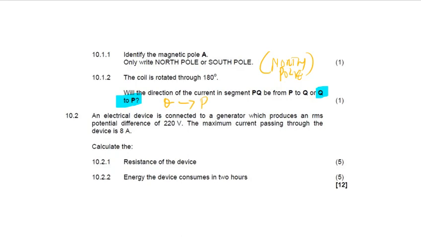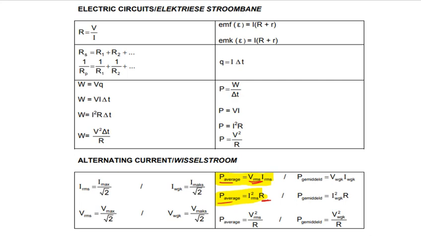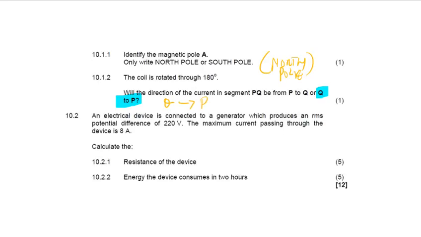And then the next question, 10.2. We are required to calculate the resistance of the device. Before you can calculate the resistance of the device, I need a formula sheet. It's very important. The formula sheet will help us to solve this question. Let's say an electrical device is connected to a generator which produces an RMS potential difference of, so this is the VRMS.